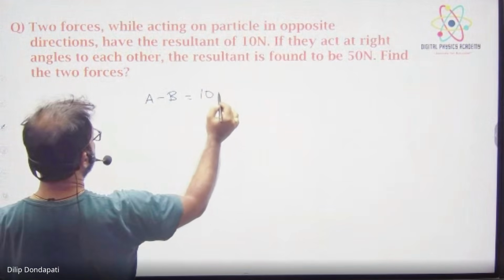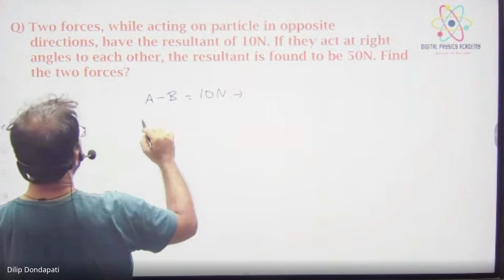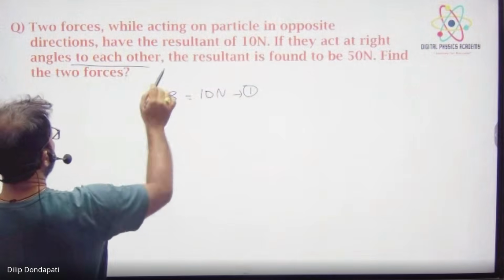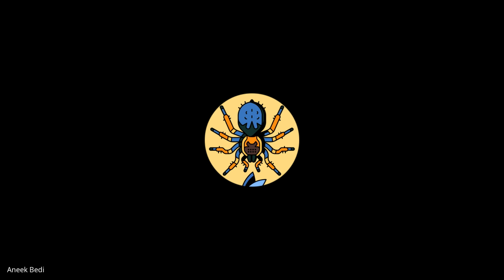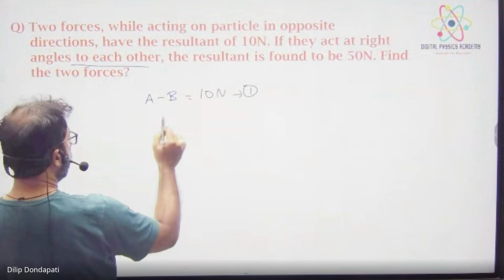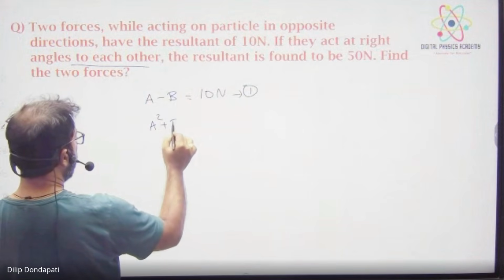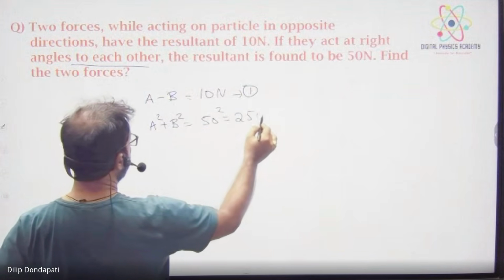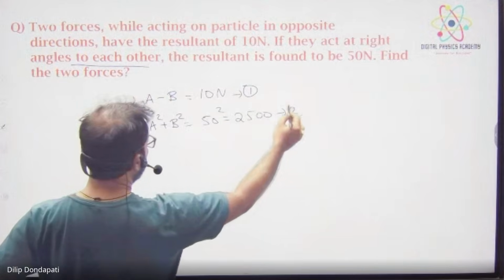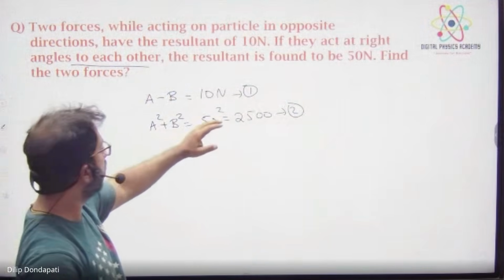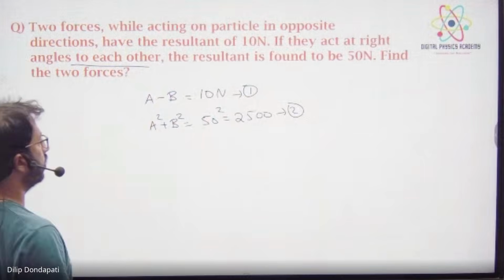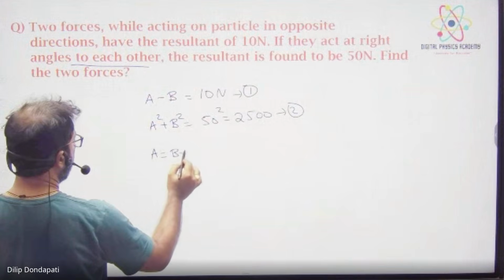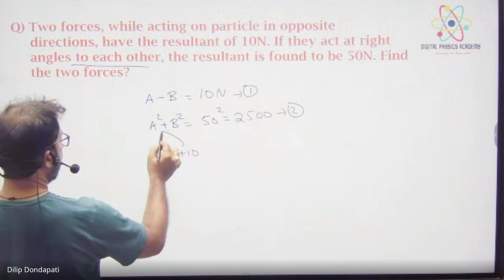Next, if A and B are perpendicular to each other, root of A square plus B square equal to 50, or A square plus B square equal to R square. R square is 50 square, that is 2500. This is a resultant by using parallelogram law we got. Now solve. Two variables, two equations. Substitute A is equal to B plus 10 in this equation and find the value of B.